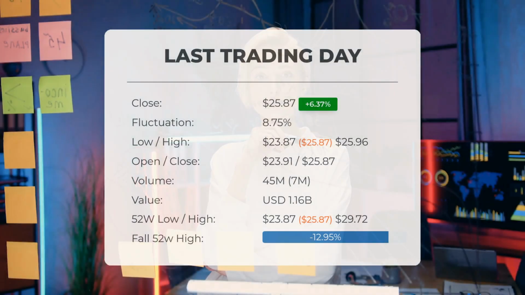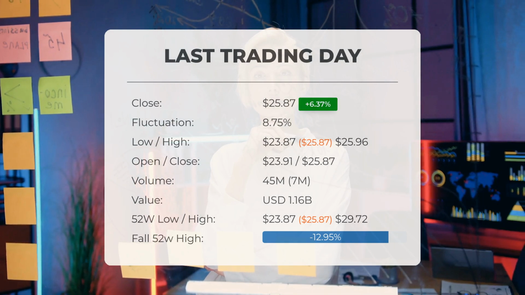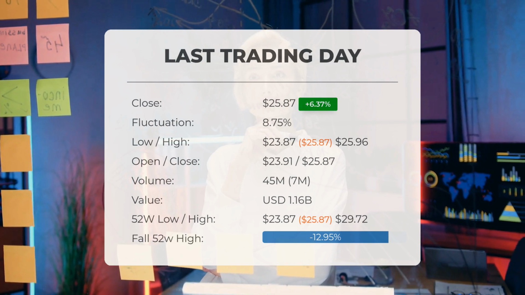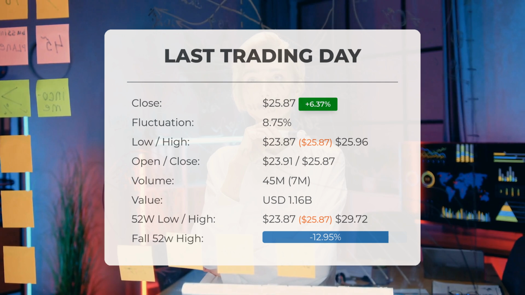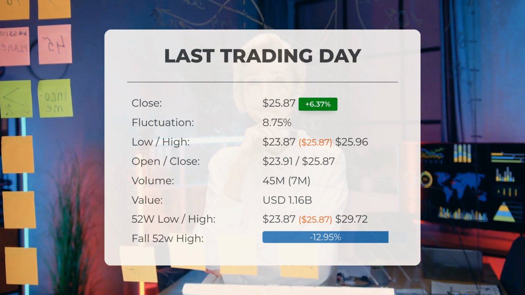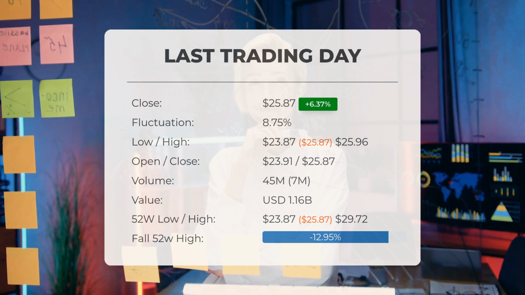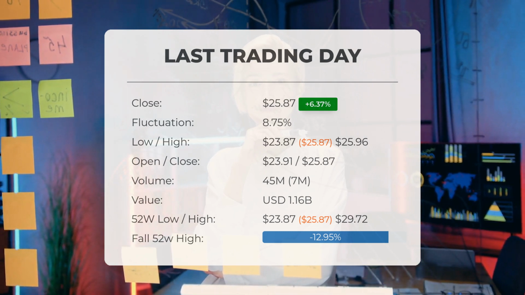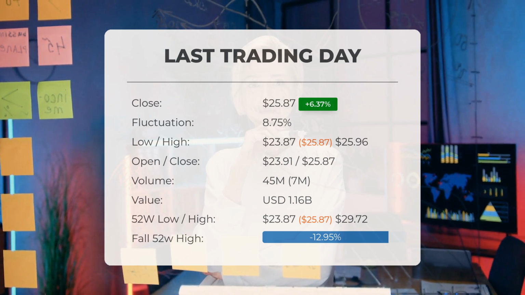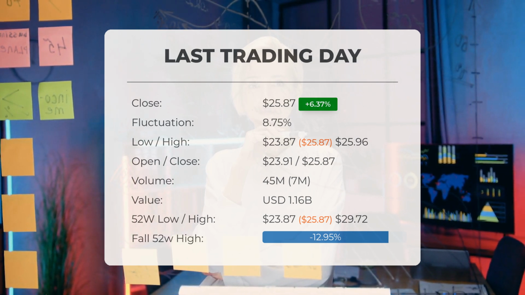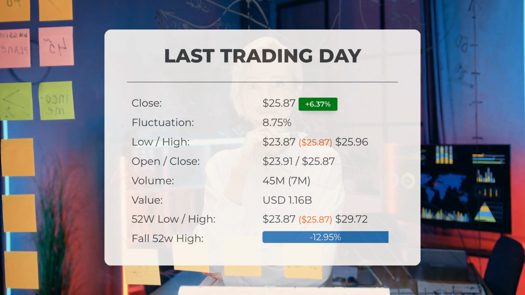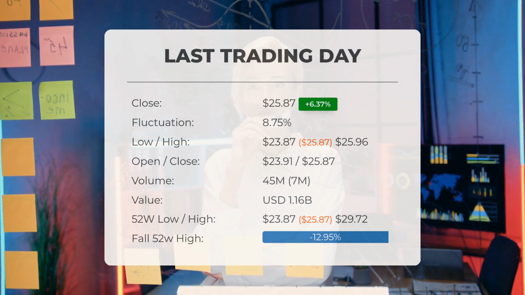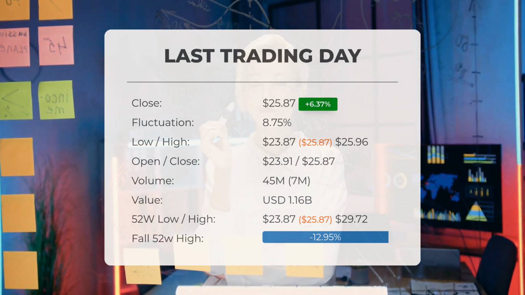Our latest daily update for SCHWAB U.S. Dividend Equity ETF includes the headline, SCHWAB U.S. Dividend Equity, SCHWAB U.S. ETF, price up more than 6.37% on Wednesday. The SCHWAB U.S. Dividend Equity, SCHWAB U.S. ETF price gained 6.37% on the last trading day, which was Wednesday, the 9th of April 2025. The price rose from $24.32 to $25.87. During the last trading day, the ETF fluctuated 8.75%, ranging from a low of $23.87 to a high of $25.96.